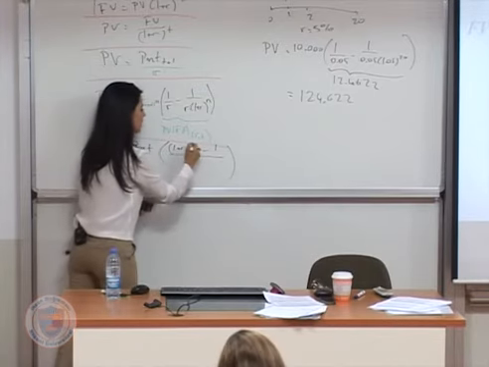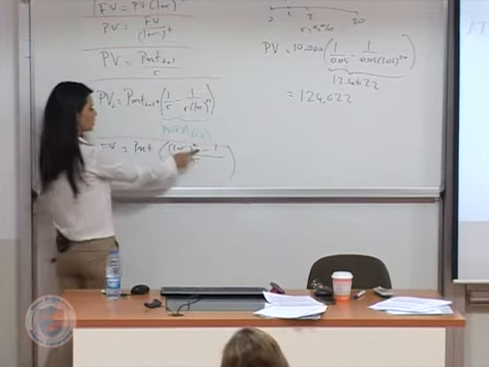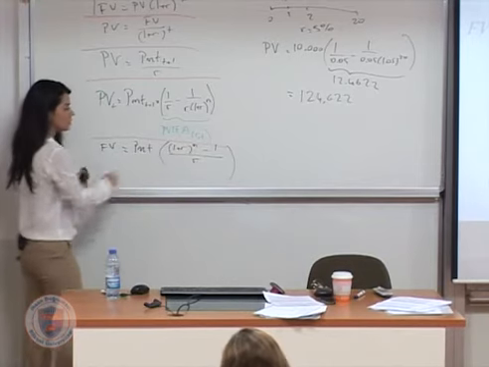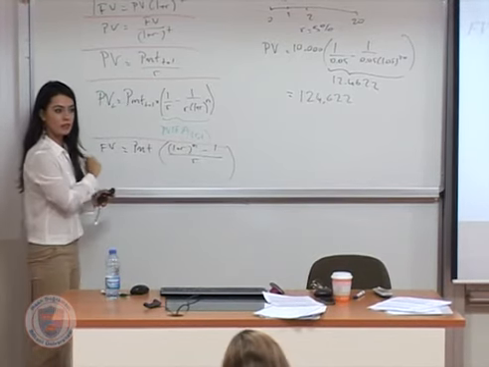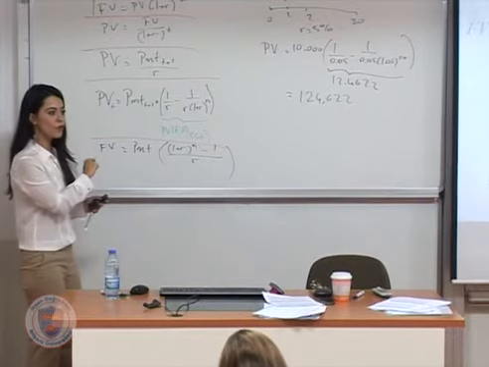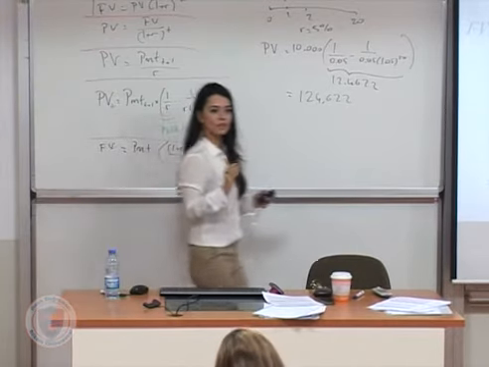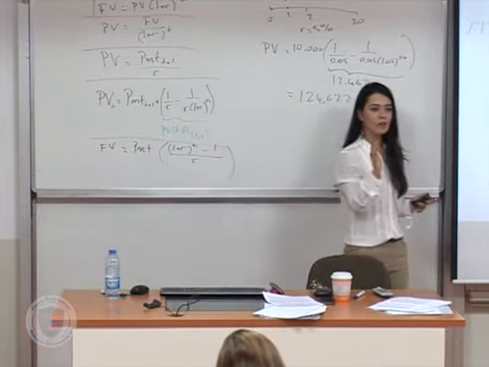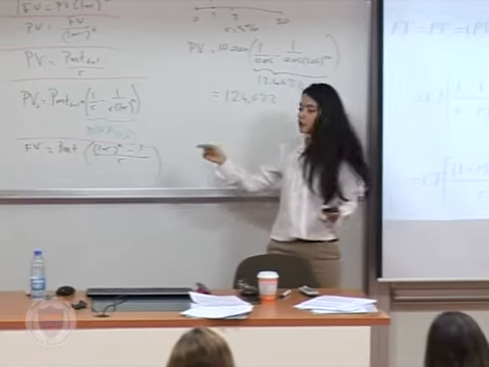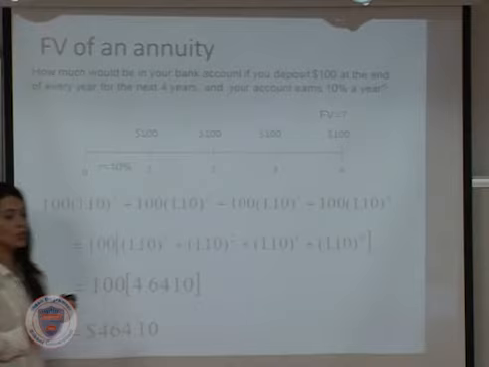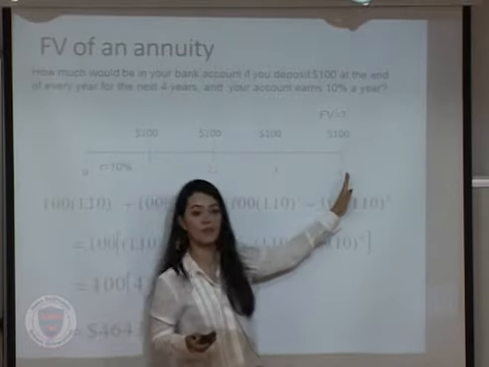Or let me write it as n. So this is how many payments you have. These are the constant payments. The important thing about this formula is that it gives you the future value of the annuity at the time of the last payment. So if you use this formula, it's going to give you the future value of the annuity at time 4.